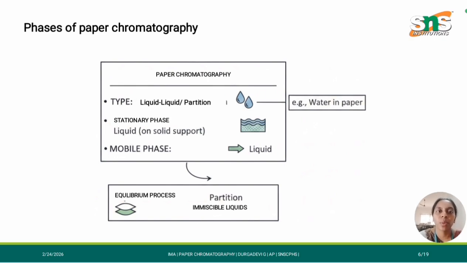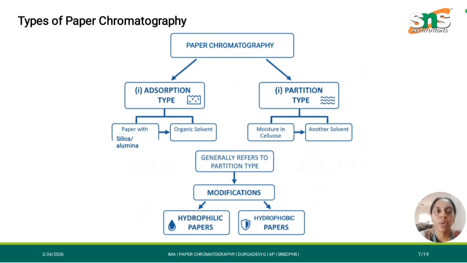The phases of paper chromatography include the stationary phase and mobile phase. The stationary phase should be a liquid one in the case of paper chromatography. In paper, the cellulose present in the Whatman filter paper will have water molecules in between its polymers, so that water will act as the liquid stationary phase in paper chromatography, and the mobile phase can be a liquid. The types of paper chromatography include adsorption type and partition type.